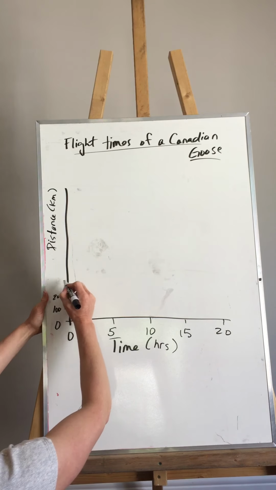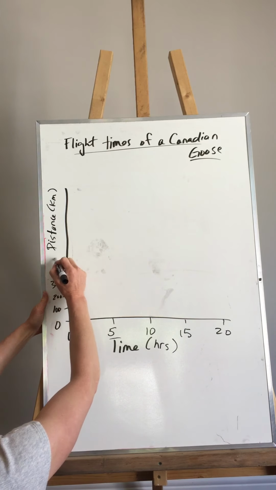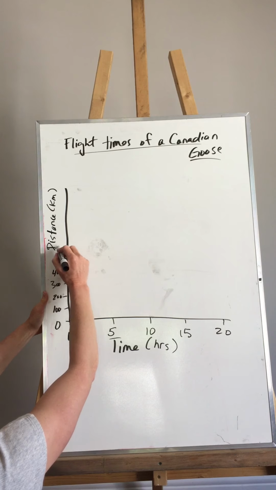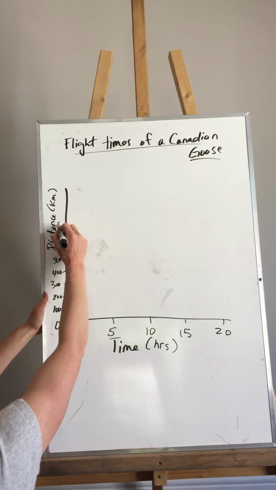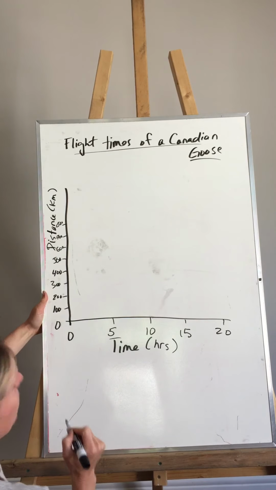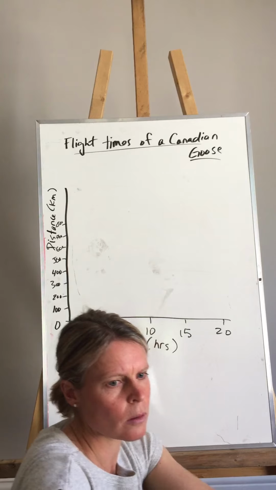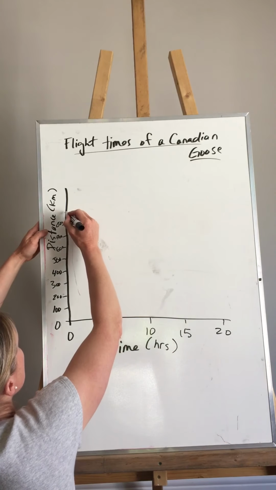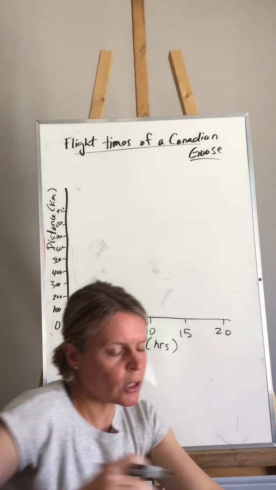Need to go up to about 800, so 300, 400, 500, 600, 700, 800. Okay. We'll go up to 900. Okay, so I'm just going to put my point.